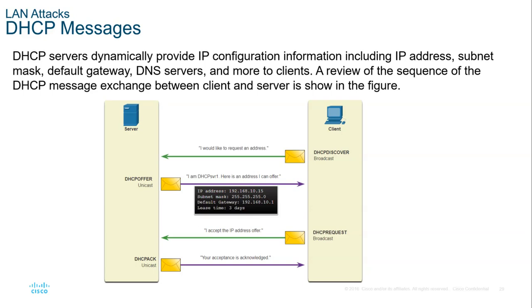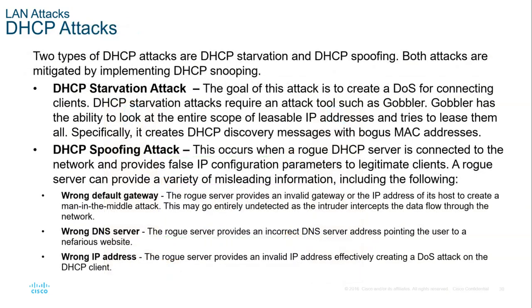So a review of the sequence of DHCP message exchange between client and server is as follows, whereby we expect the client to initiate the process with DHCP discovery, and then the DHCP offer, and then once the client receives the offer, it sends a request for that offer, and then the server acknowledges it. So those are the messages that are exchanged between the client and the server.